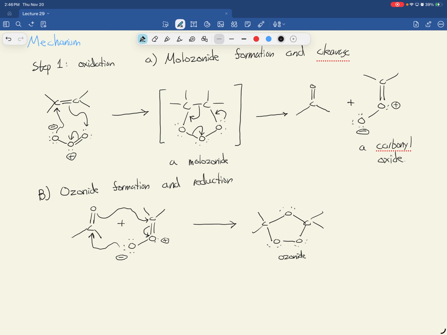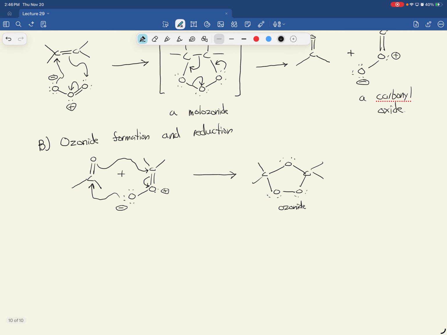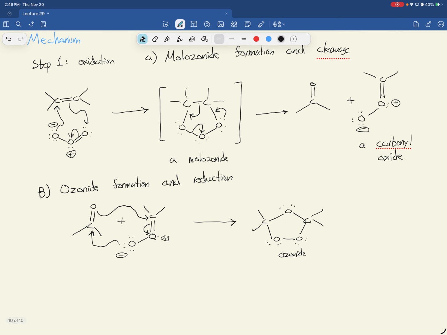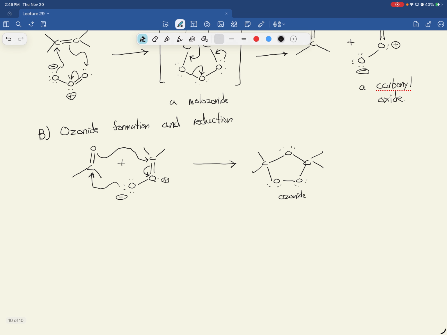So this is how it works. My recommendation is not to worry too much about this mechanism. Just worry about the end product, and that it's a tool to give you cleavage of the alkene. They give you double bonded O molecules. Okay. All right. So that's the ozonide. There's probably a lot going on, but any questions about this rearrangement here? Okay. I know it's a lot.